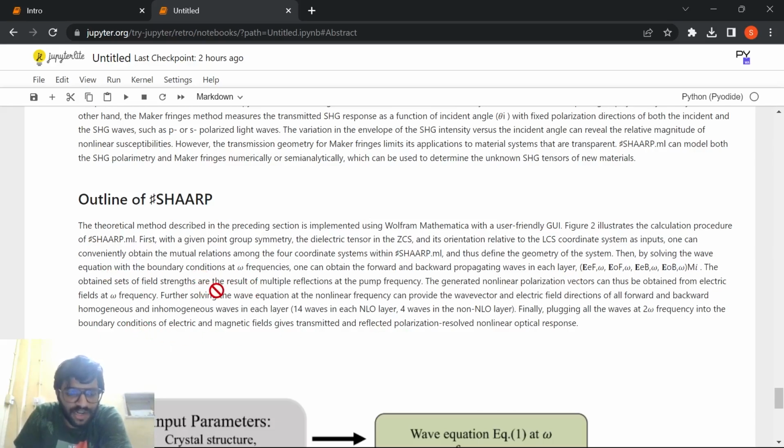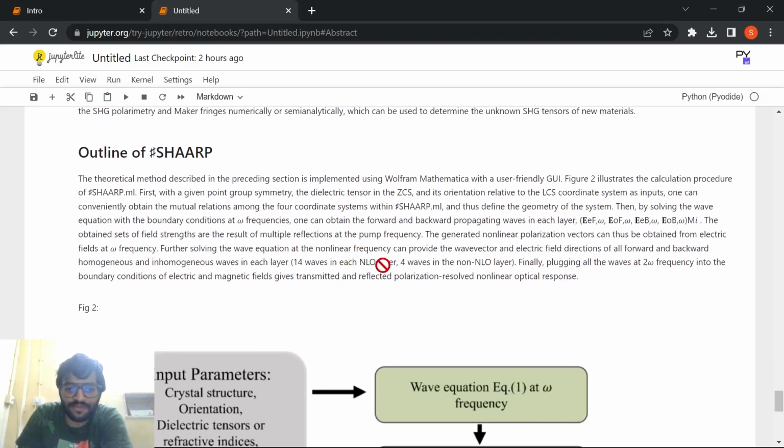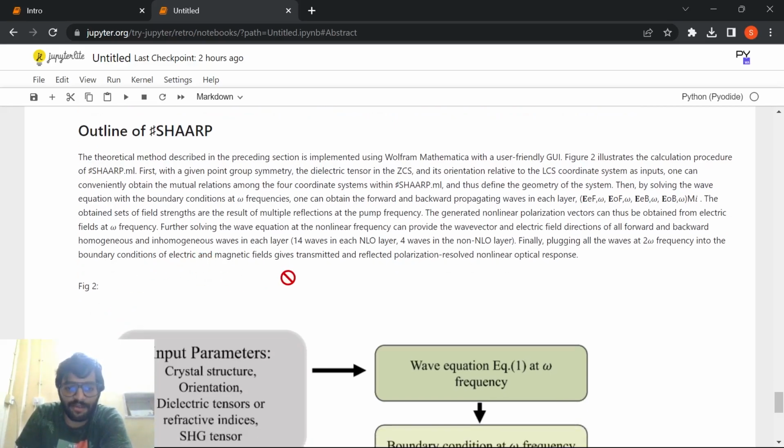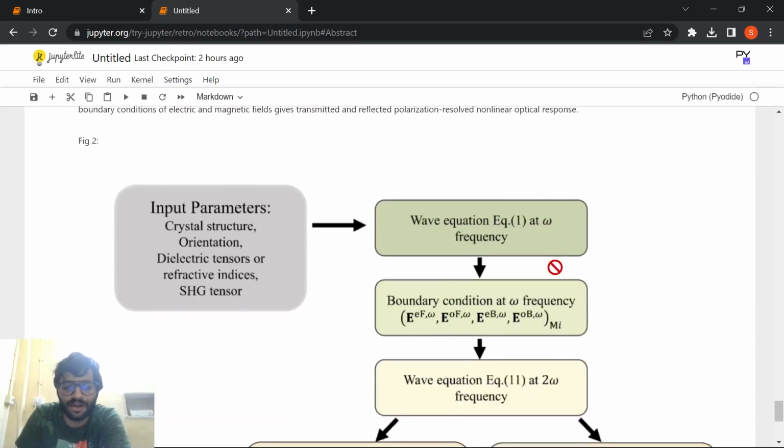The obtained sets of field strengths are the result of multiple reflections of the pump frequency. The generated nonlinear polarization vector can thus be obtained from electric fields at omega frequency. Further solving the wave equation at the nonlinear frequency can provide the wave vector and electric field directions of all forward and backward homogeneous and inhomogeneous waves in each layer: 14 waves for a nonlinear optical layer and 4 waves in the non-NLO layer. Finally, plugging all the waves at 2 omega frequency into the boundary conditions of electric and magnetic field gives the transmitted and reflected polarization and resolves the nonlinear optical response.